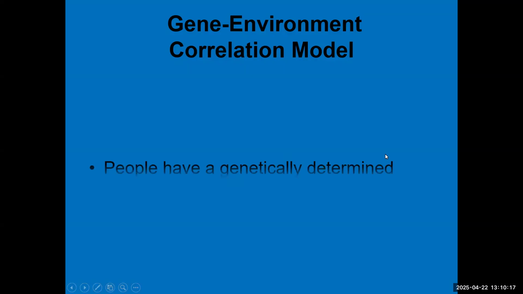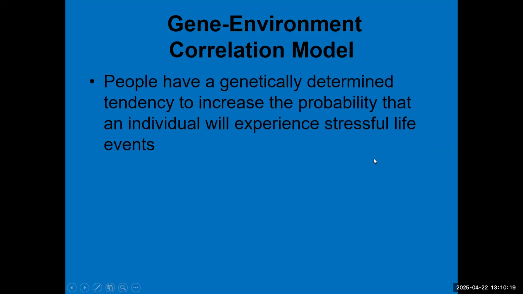So basically, with this model, they're going to purport that people have a genetically determined tendency to increase the probability that an individual will experience stressful life events. In other words, there may be multiple genetic factors that all contribute and influence each other to the point where it may create a situation where a person develops a disorder or some type of problem.